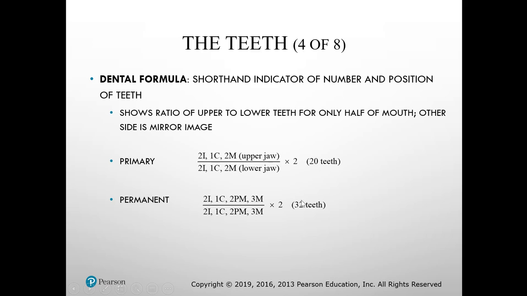In the permanent teeth, you have two extras, and those are your premolars. Between your canine and your molars, two premolars emerge, on both the upper and the lower jaw, on the right side and the left side. That's why you multiply this by 2, for the right side and the left side, for a total of 32 teeth.